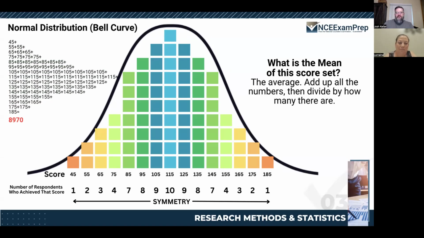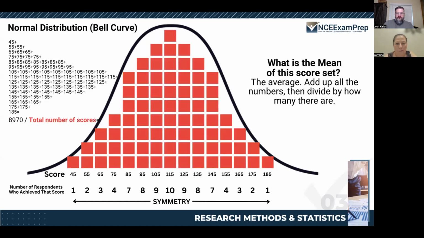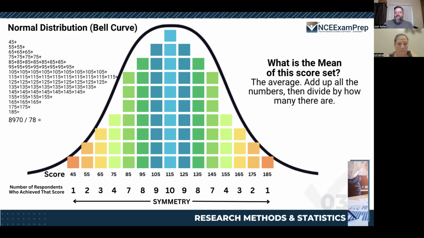So once we've added them up, then we have to divide by the total number of scores. So we'd have to know exactly how many people took this test. There's 78 red squares on here. There's no way to calculate this in your head. You're not going to be asked to do things like this on the NCE. But if we're just understanding how to find the mean, 8,970 divided by 78 is 115. So the mean is 115 as well.